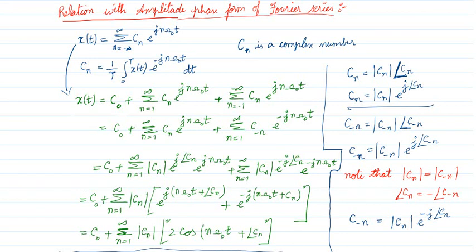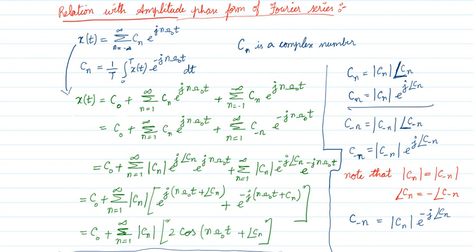So I can change this n as minus n, this n as minus n. Okay, I'm bringing the negative sign here. C of n has become C of minus n, e power j n omega naught t becomes e power minus j n omega naught t. Okay, so if I put a minus sign here, I can change this to plus summation, right?